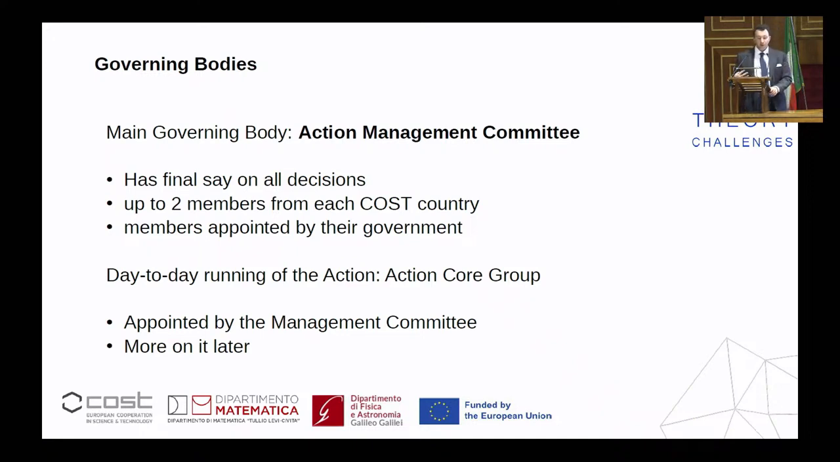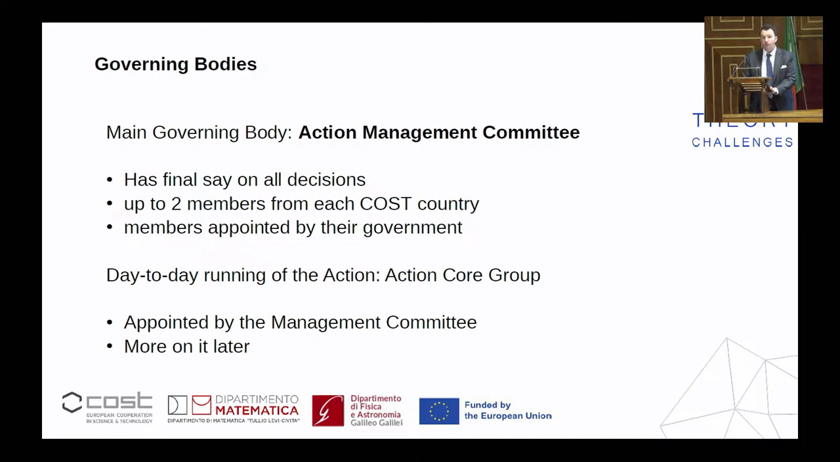The way that the action is run, and this is how COST works, that might not be familiar to all of you, is that there is a management committee. The management committee is comprised of scientists who are appointed by their governments. This is typically through maybe your National Science Foundation or something like that. Usually it could be the Ministry of Education. For instance, in Italy, it's the Ministry of Education and Research that does this, but sometimes this is delegated from the government to some agency.